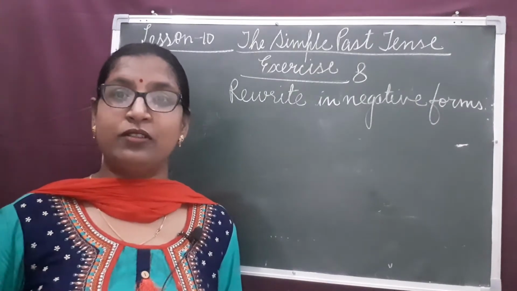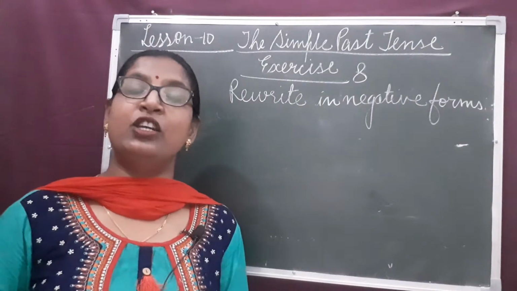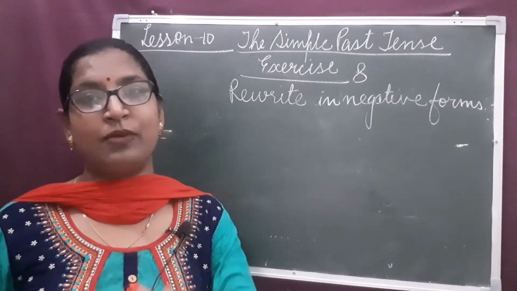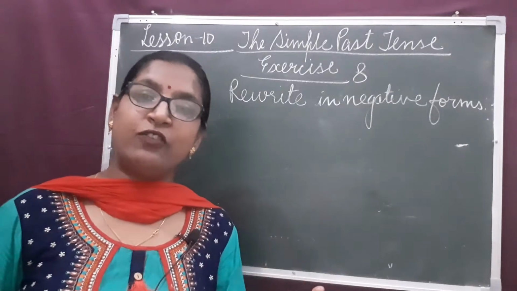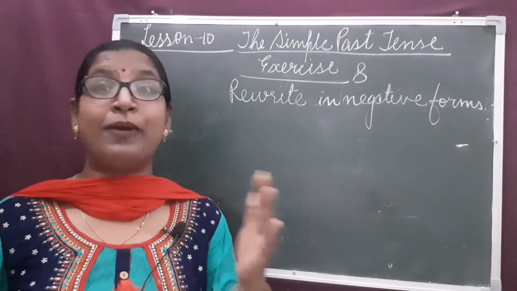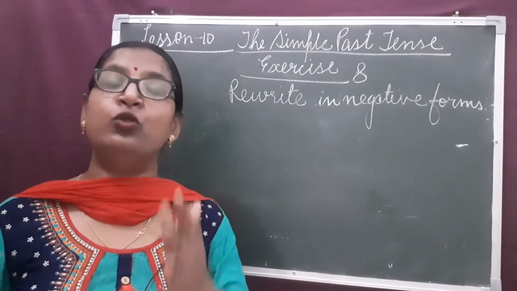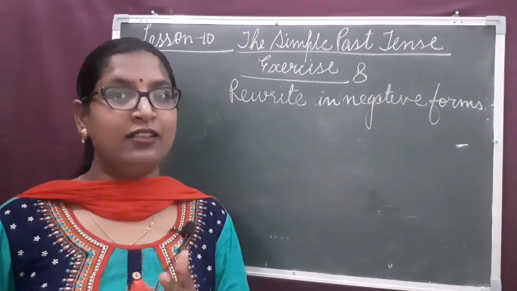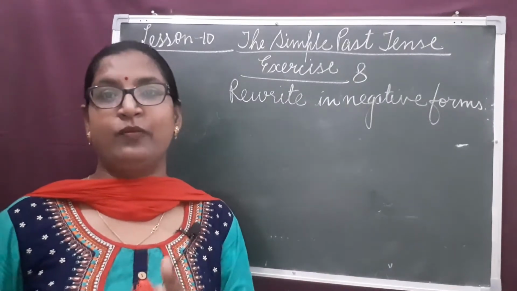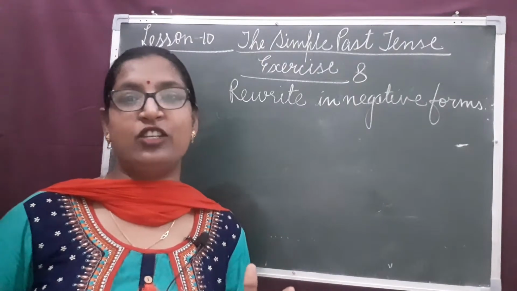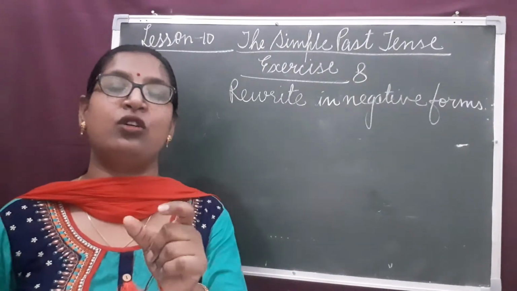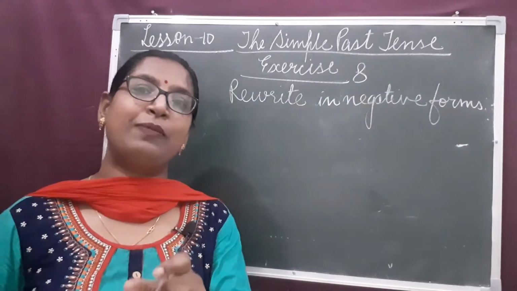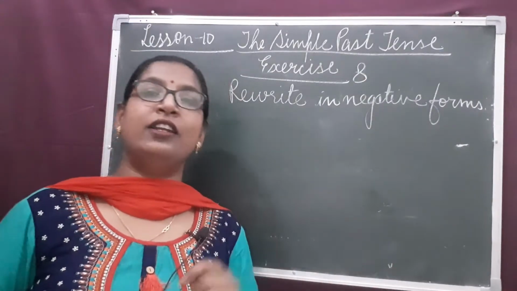Do you remember? We have already studied when the sentence is in simple past tense. To change it into negative form, we use the past tense form of the do verb. What is that? That is did plus the word of negation, that is not. We use the words did not to change the simple past tense sentence into negative form.